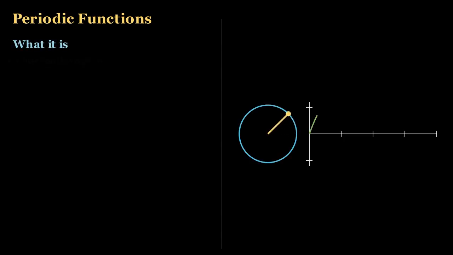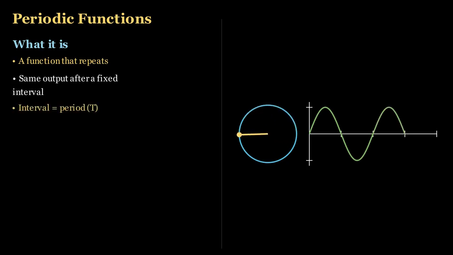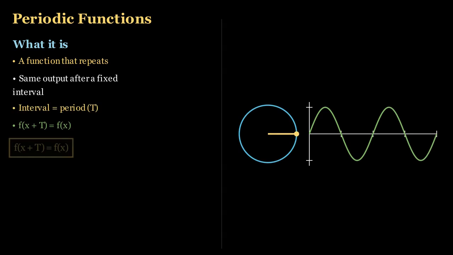A periodic function is one that repeats its values in a regular pattern. Think of a clock's minute hand. Every 60 minutes, it's back at the same position. In math, if you shift the input by a certain amount, called the period, the output doesn't change. We write this as f of x plus t equals f of x, where t is the period. The smallest positive t that works is the fundamental period. So, a periodic function is just a function that cycles over and over, like a heartbeat or the seasons.